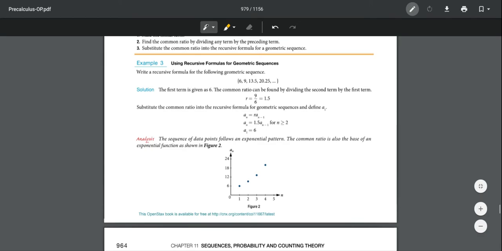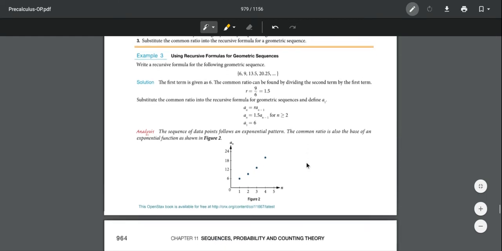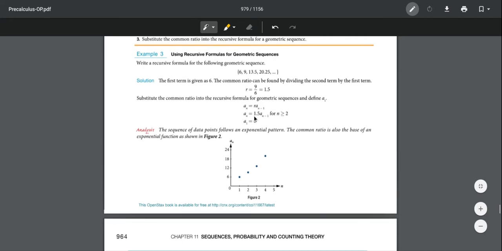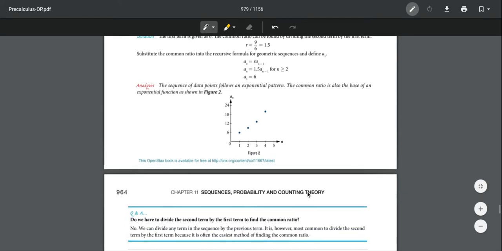So again, you have to state what A1 is in order for it to be a complete recursive definition. And here's our exponential looking graph, so that's good. Writing R first is a good idea. I didn't do that in my example, but then you don't have to write it in parentheses, which is nice. Okay.